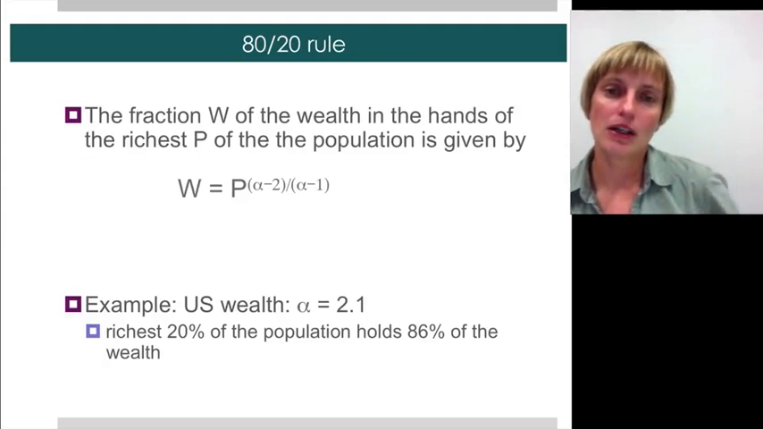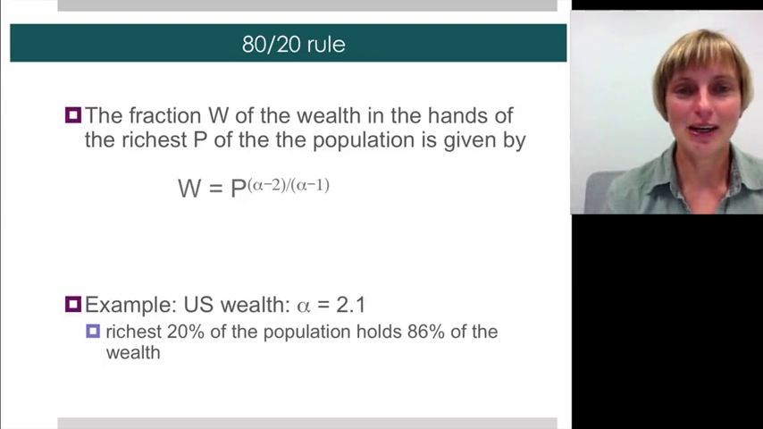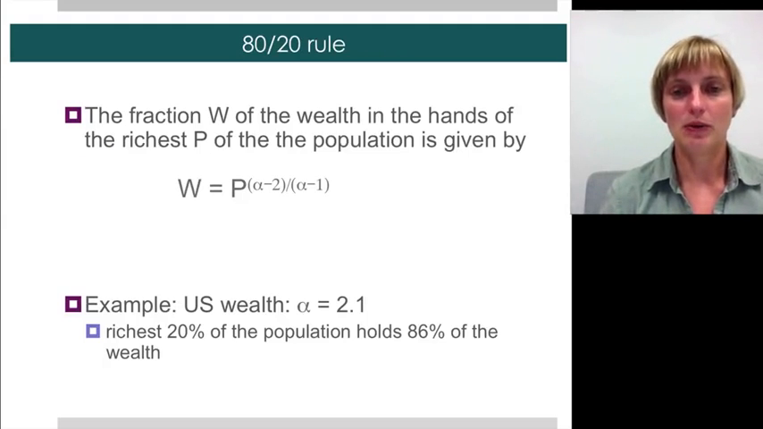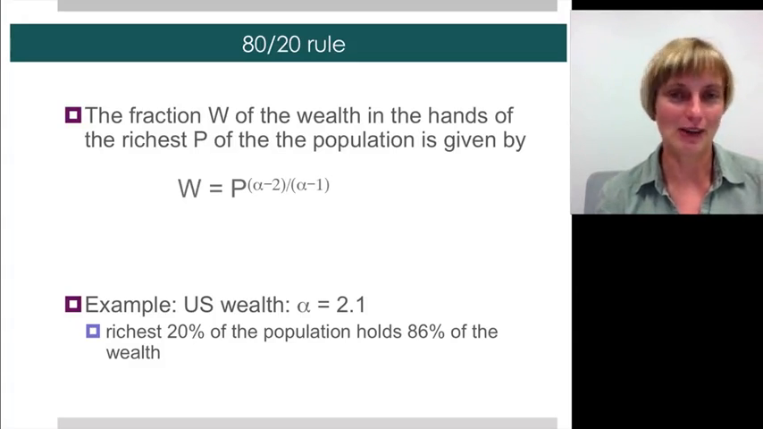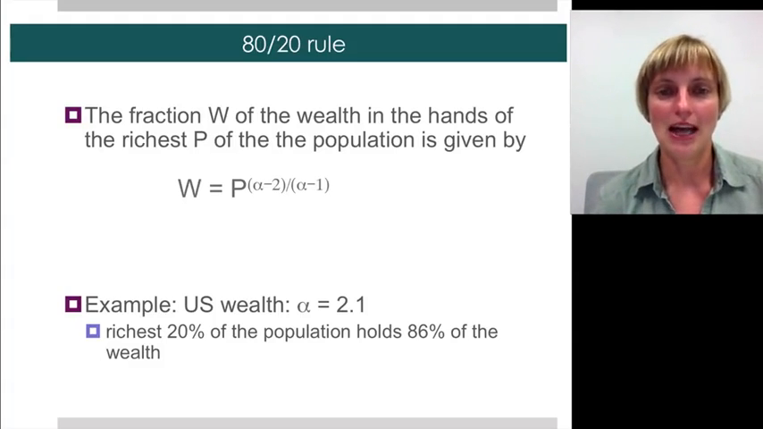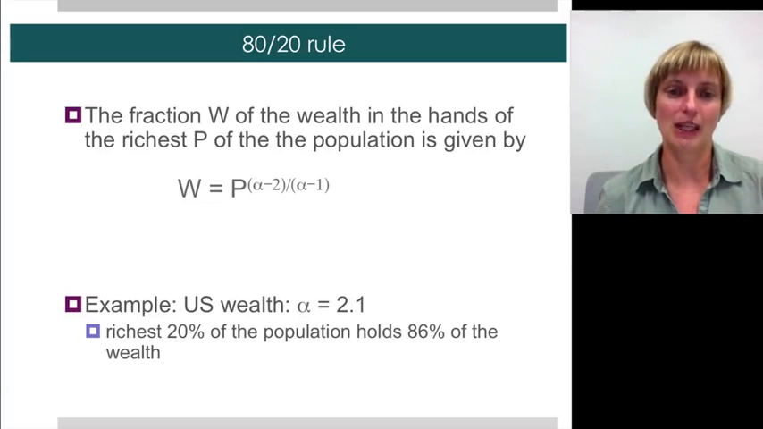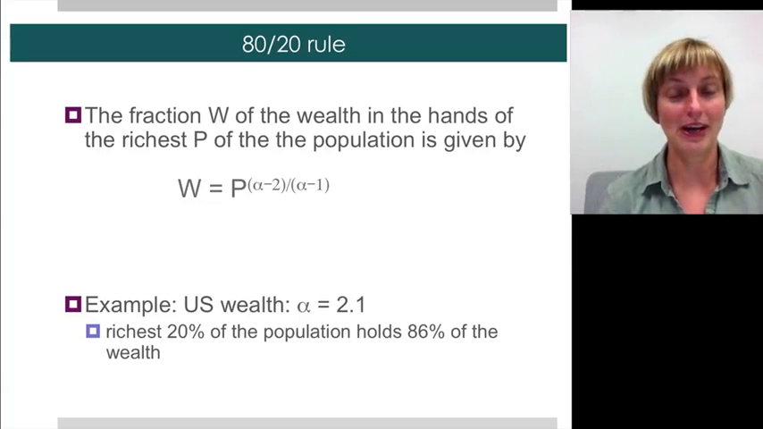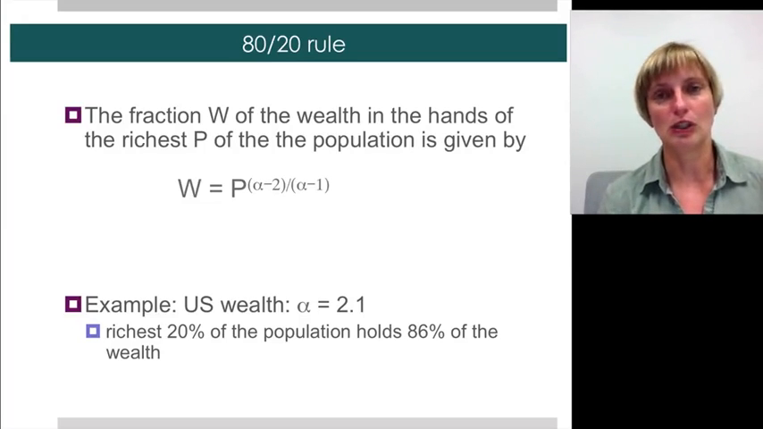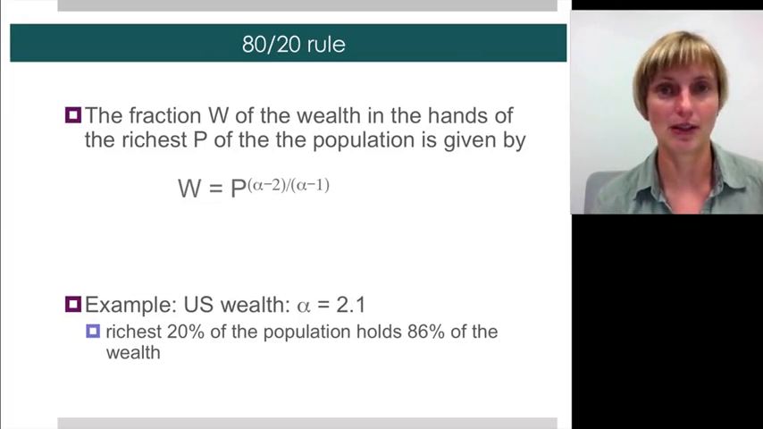There's also a kind of an 80-20 rule. So using the exponent alpha, you can actually figure out whether it's 80-20 or 90-10 or whatever else. And this is just the amount of wealth that is in the hands of the richest P proportion of the population. And for example, for wealth distribution in the US, which is getting more and more skewed, the alpha exponent is 2.1, meaning that the richest 20% of the population holds about 86% of the wealth.